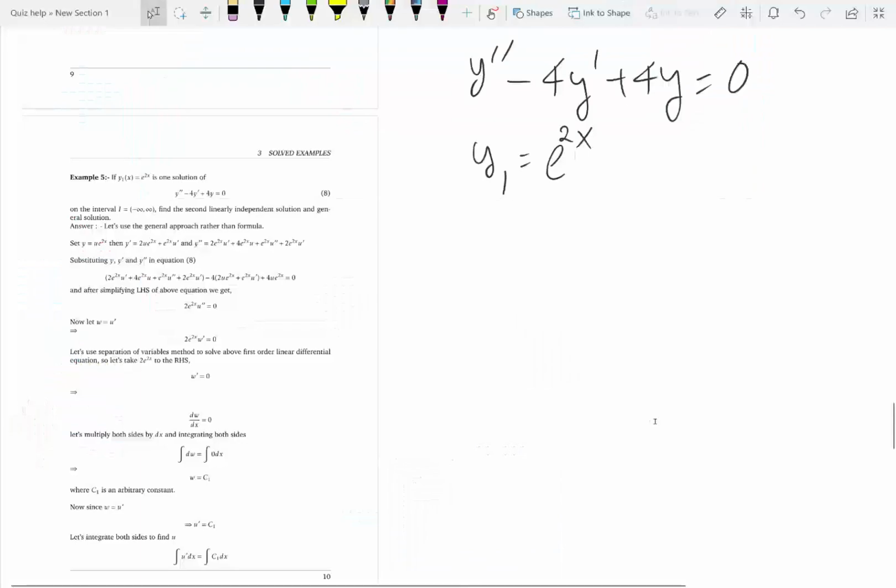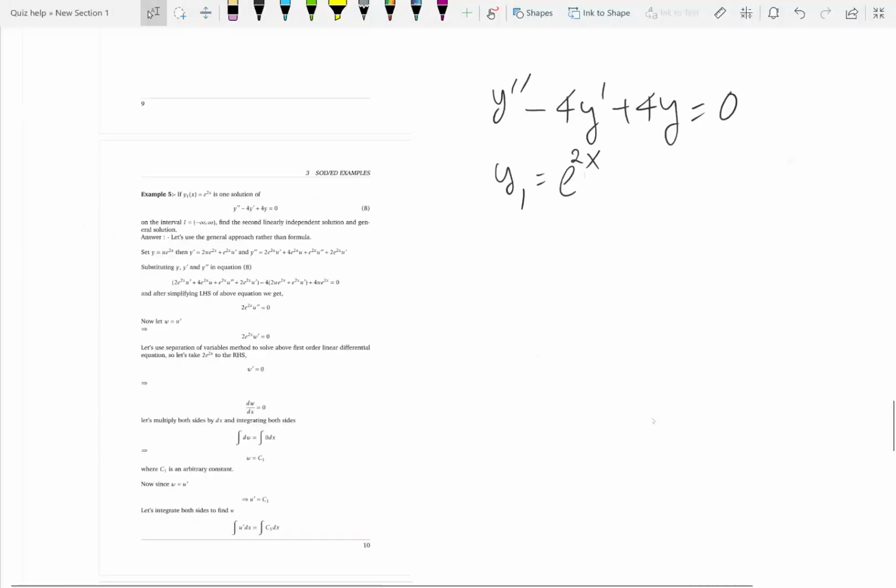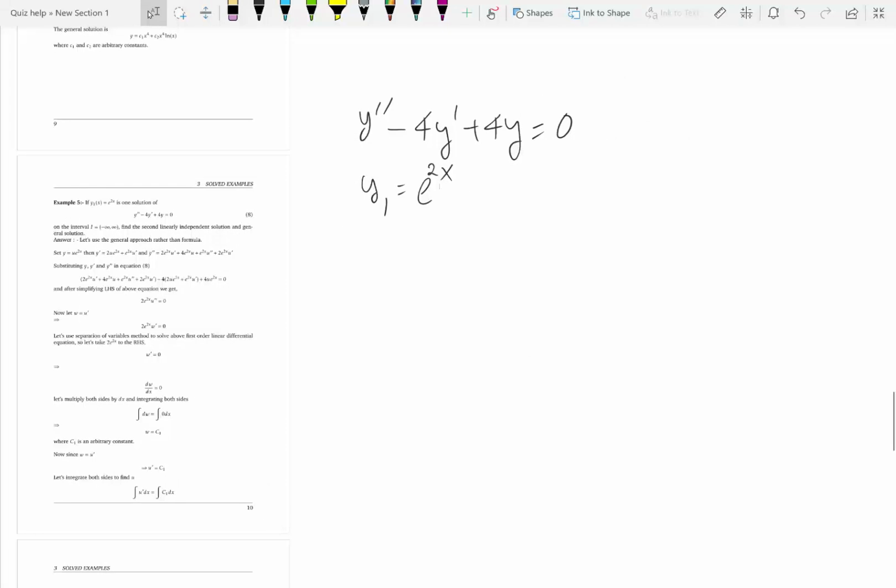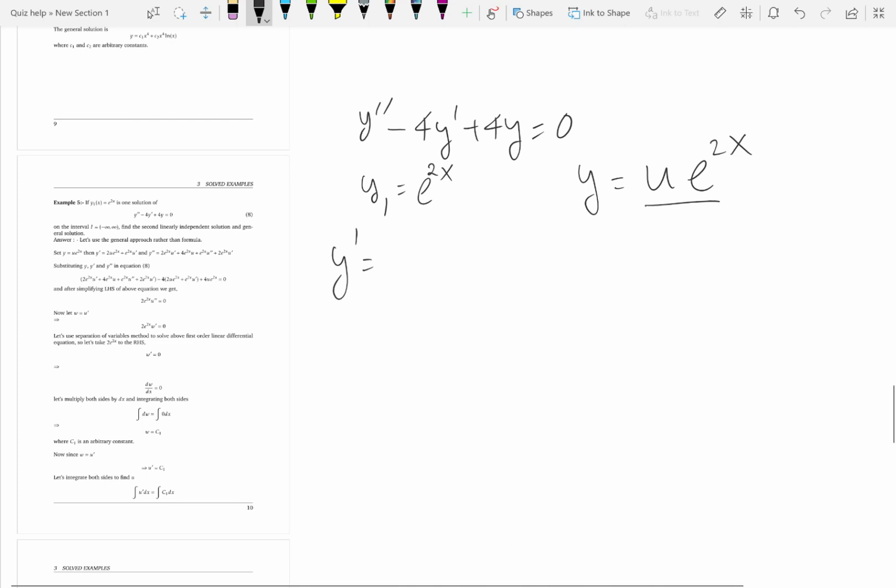Okay, so let's solve another example with the general approach. We have the differential equation, and we know y1. So the next step is y equals u times e to the 2x. Let's find y prime. We have to differentiate this using the product rule.